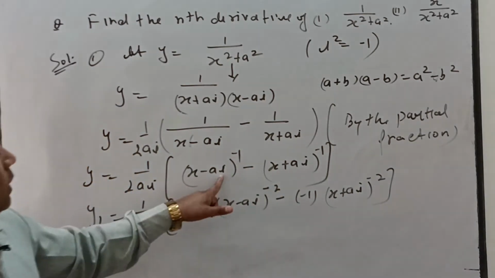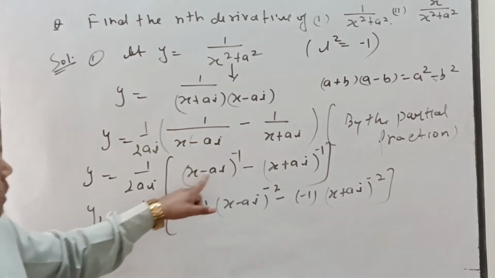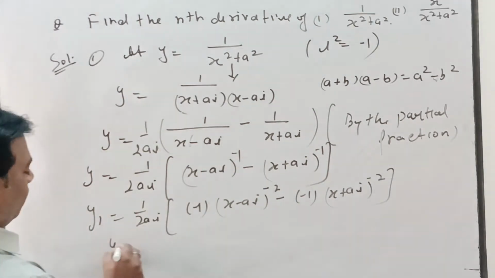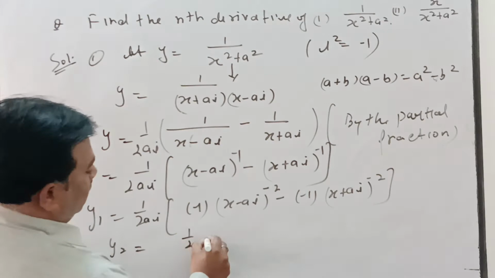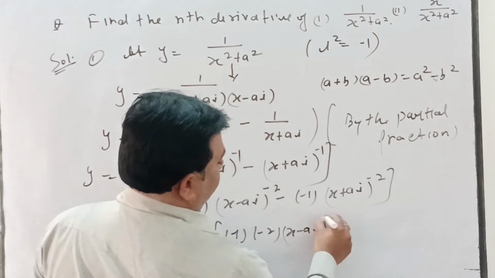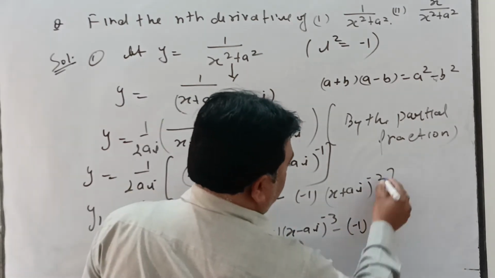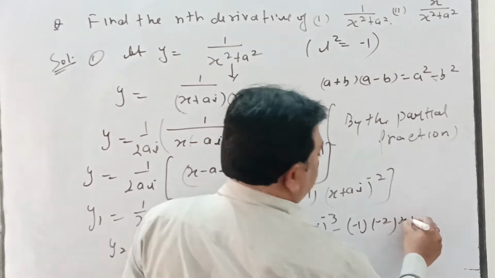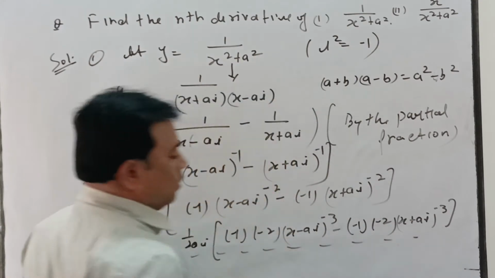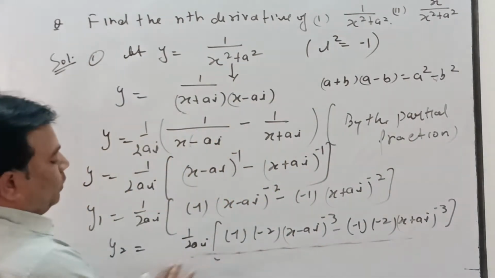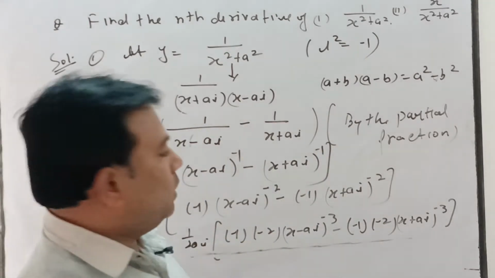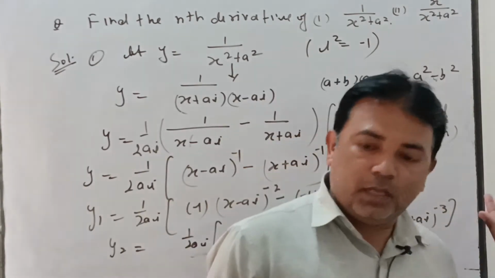Again differentiating this function. The differentiation of x is 1 but of ai is 0, so we do not write anything extra here, only the 1. Again y2 equals 1 upon 2ai times (minus 1 times minus 2 times (x minus ai) to the power minus 3 minus minus 1 times minus 2 times (x plus ai) to the power minus 3), and so on. We differentiate this function two times, then by 1, 2, 3, 4 and 5 times. After that we find the nth derivative of the given function.